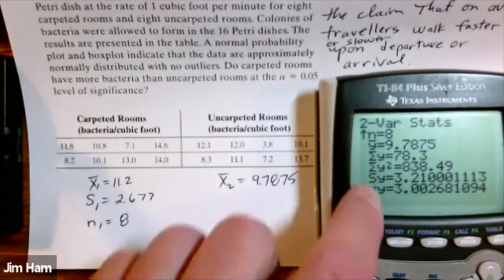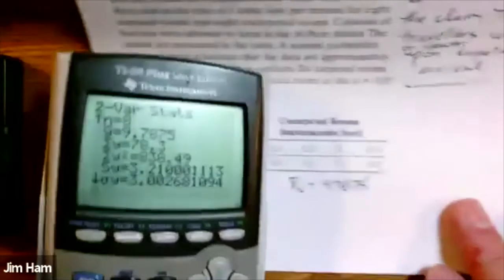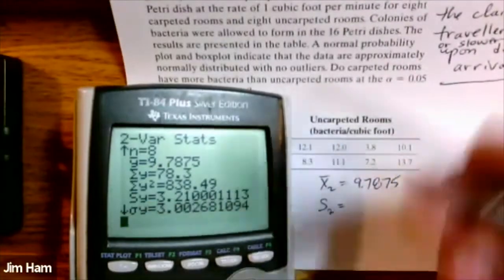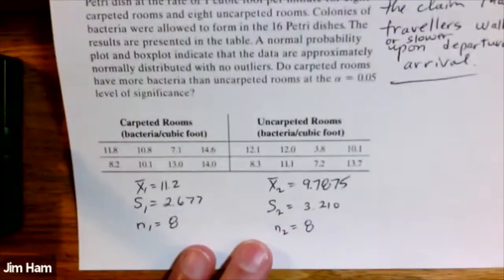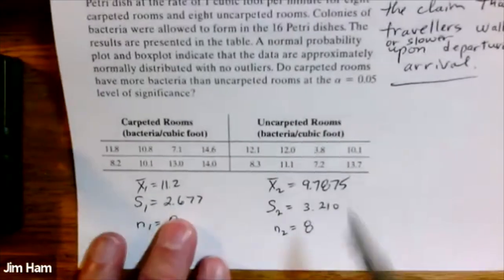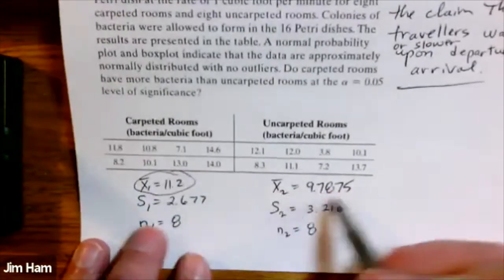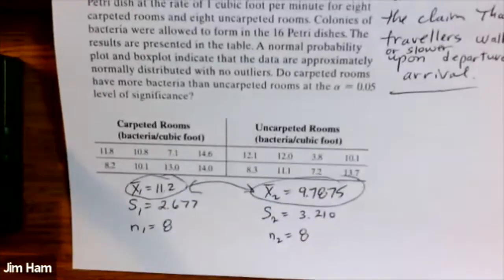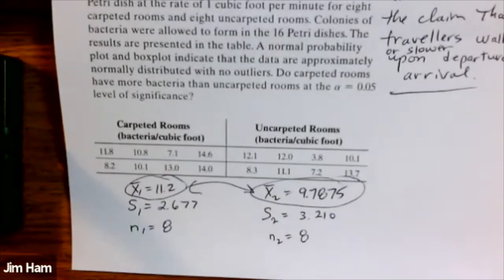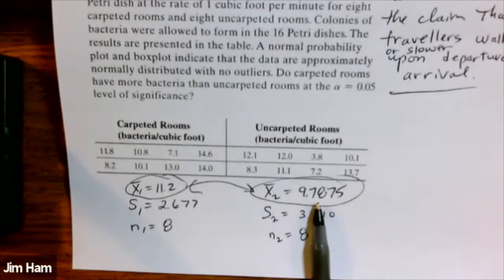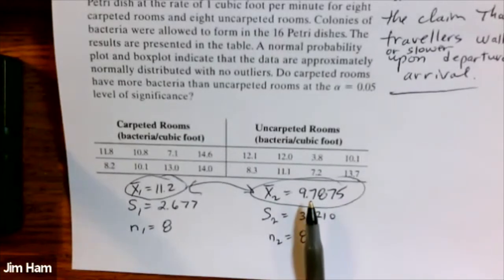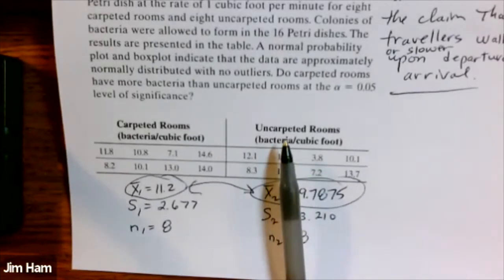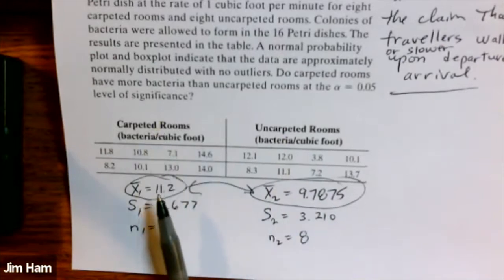I'm going to write down the standard deviation and the sample size of the next group, and that would be SY here. All right, so here are the summary statistics. You'll want to do that for every one of these that you do. You always want to calculate the summary statistics, and we're comparing population means. So the best way that we can compare population means is to look at the sample means. And you can see that there's a difference. There appears to be less bacteria in the uncarpeted rooms than in the carpeted rooms.